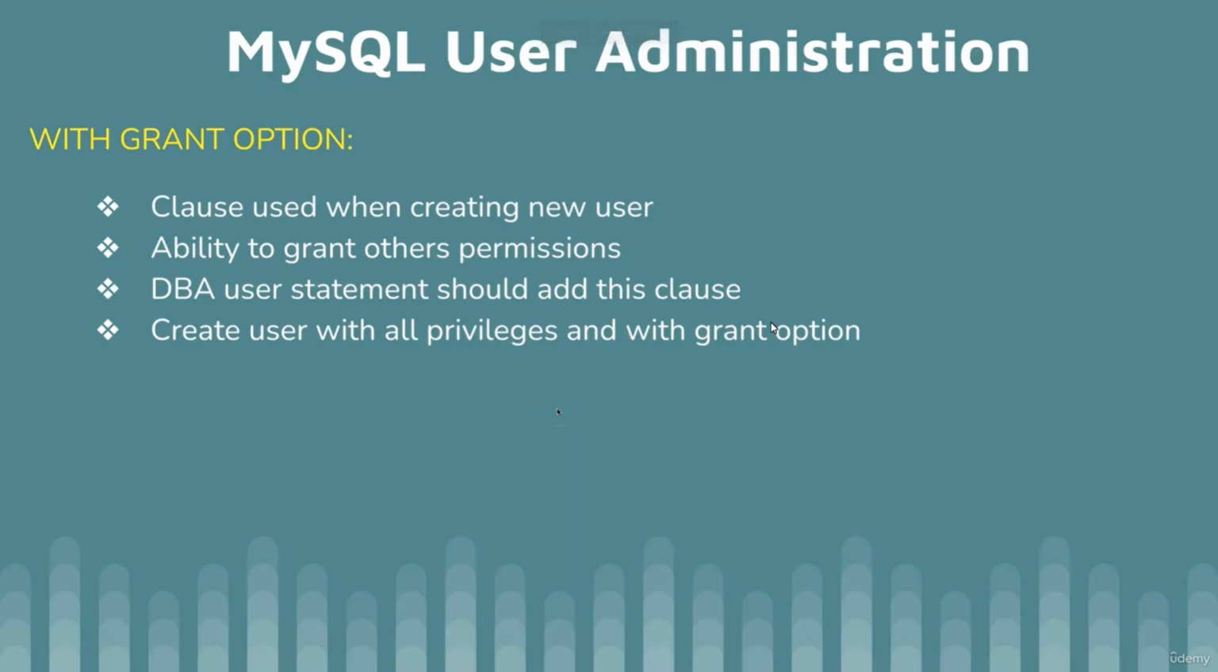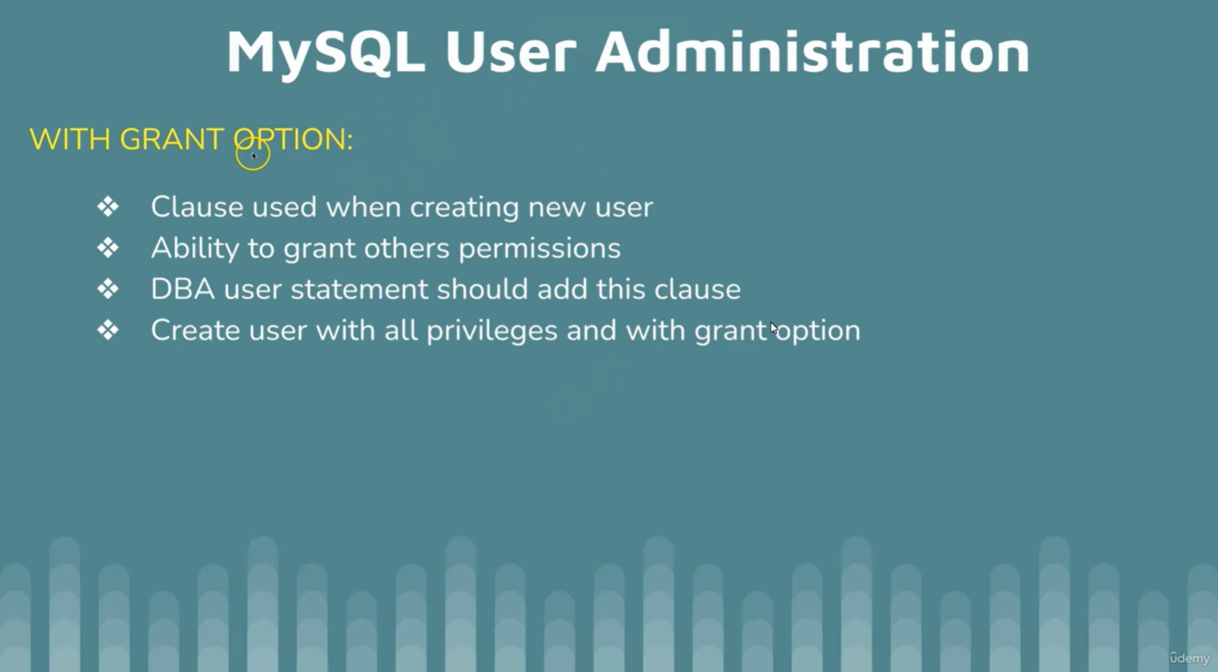Welcome back. Before we create our first non-root DBA user that can log in from anywhere, we need to talk about the with grant option. With grant option is a clause that is used when a user is being created. If you want the user to have the ability to give other users any permission that this user has, then you need to provide this clause. Now, typically, DBAs are the users who create other users, so they should have the ability to give permission to others.